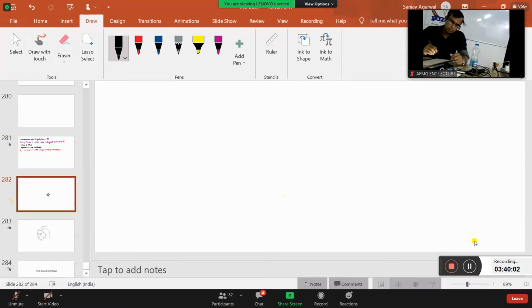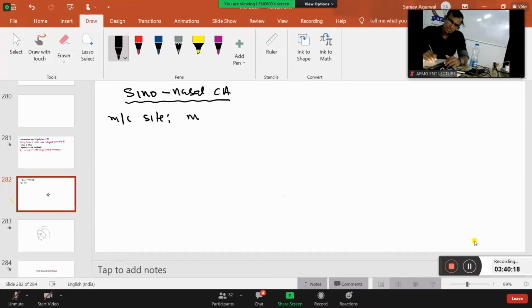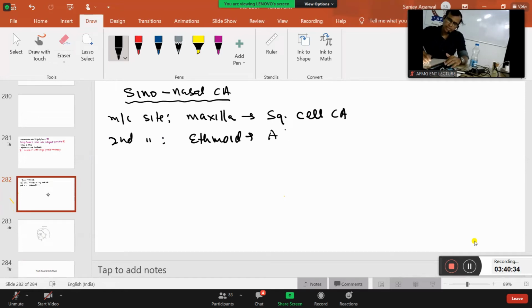And then we talk about sino-nasal carcinoma, carcinoma of nose and sinuses. Most common site is maxilla. And in maxilla, you have squamous cell carcinoma. Second most common site, ethmoid. But in ethmoid, which type is seen? Adenocarcinoma. So different sinus, different type.